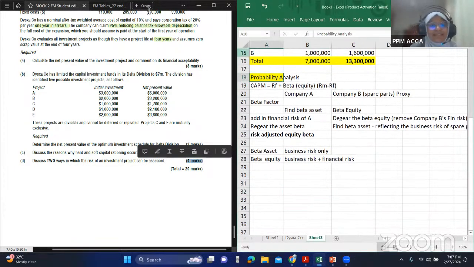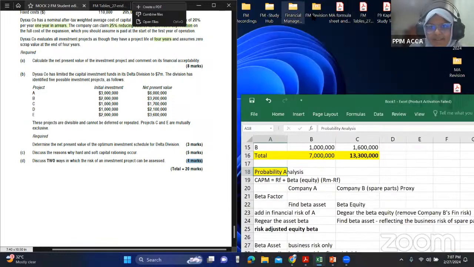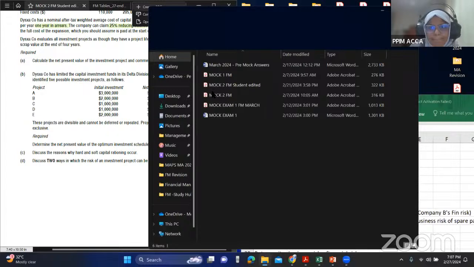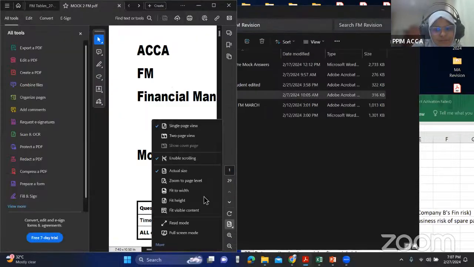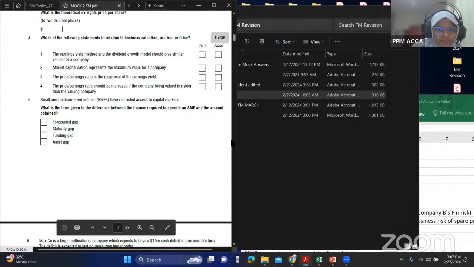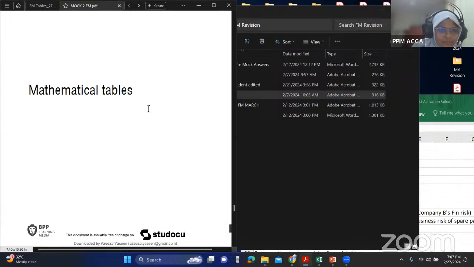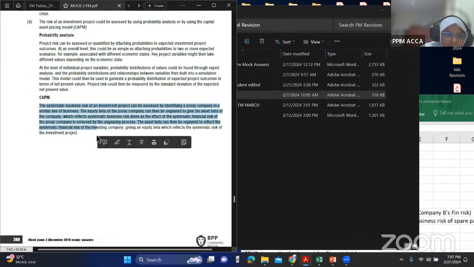So the other one, probability analysis, I'll just show you the marking scheme. I don't want to waste time with that. Yeah. So here, see, the CAPM is what I explained so far.